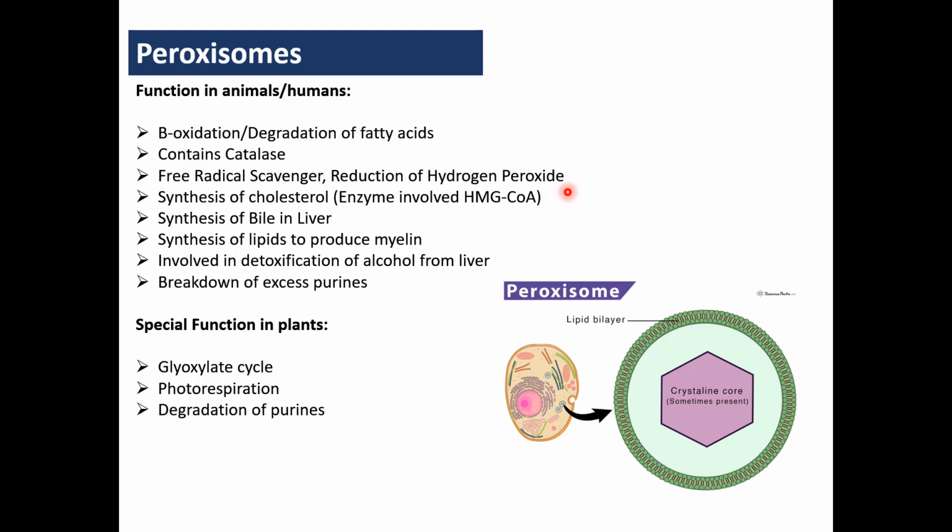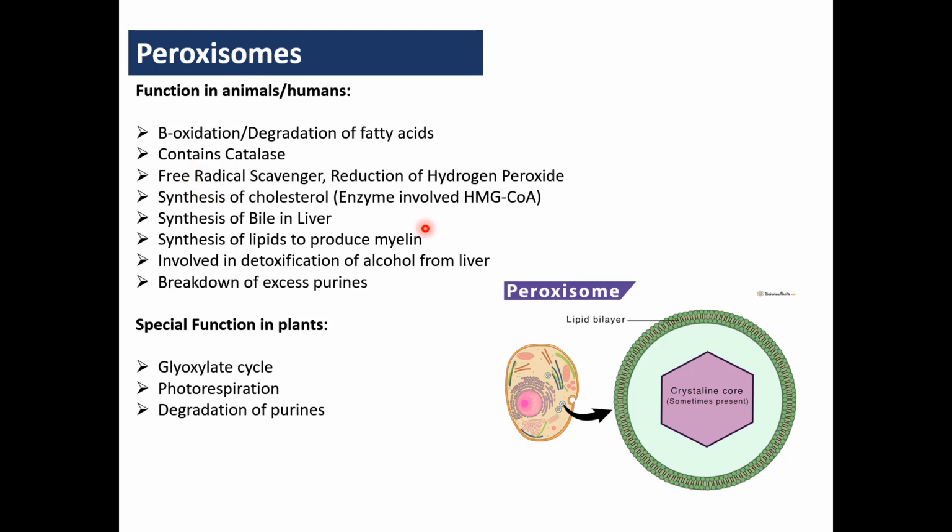Many a times during stresses, there is an increase in the level of H2O2 or hydrogen peroxide radicals inside the cell. So peroxisome, which contains the catalase, helps in the reduction of hydrogen peroxide and reduces the inflammatory or the reactive oxygen species generation inside the cell.